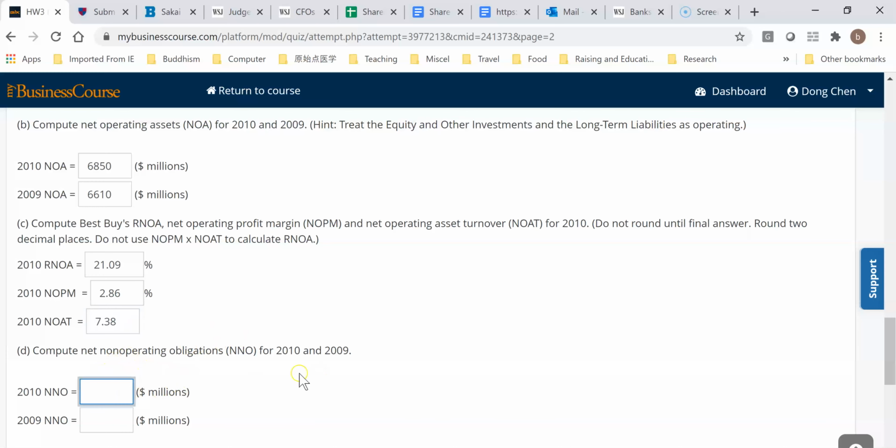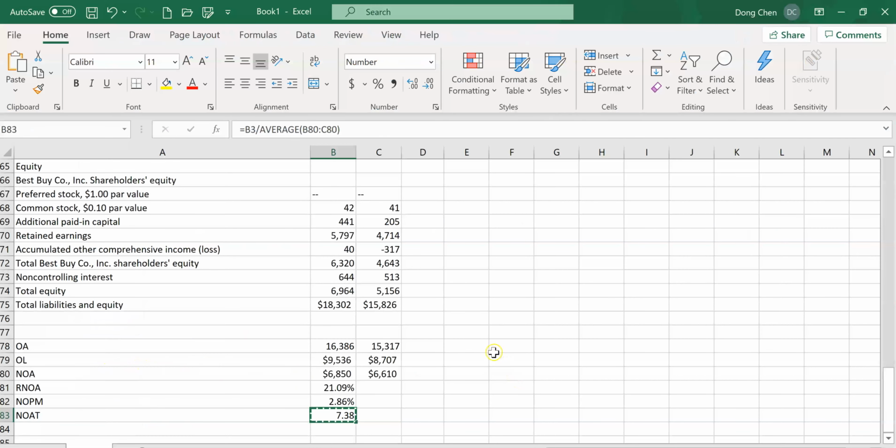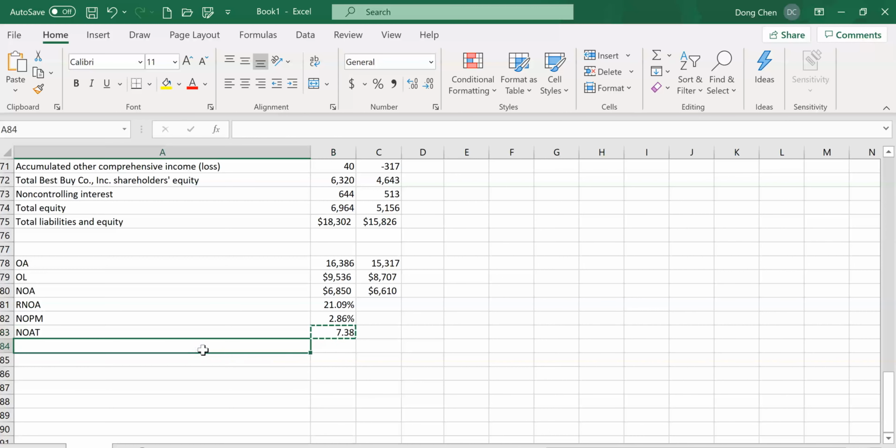So part D, compute net non-operating obligations for these 2 years. So net non-operating obligations, this is defined to be the non-operating liabilities minus non-operating assets.